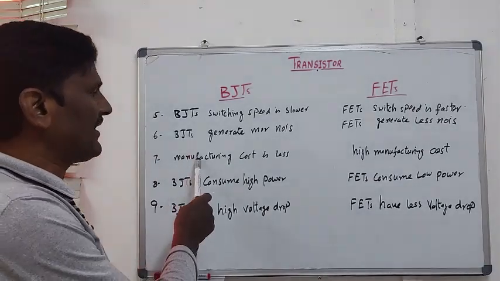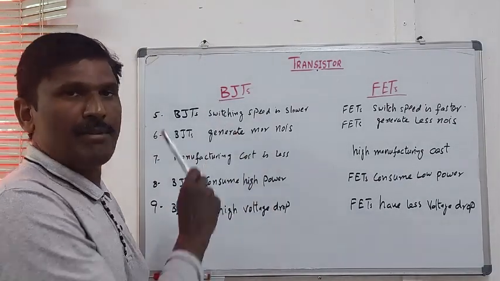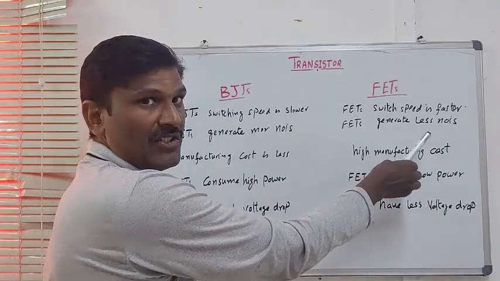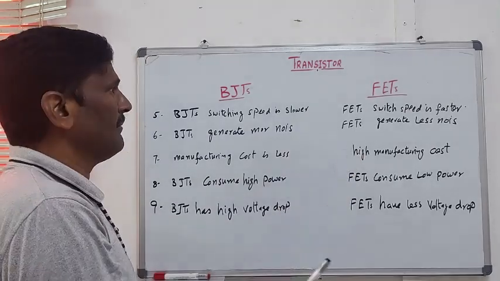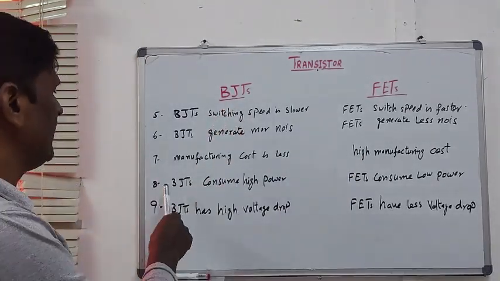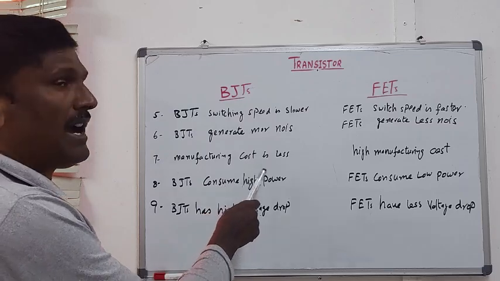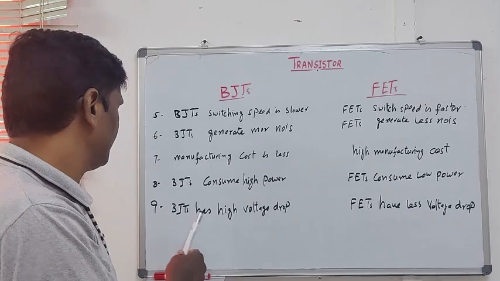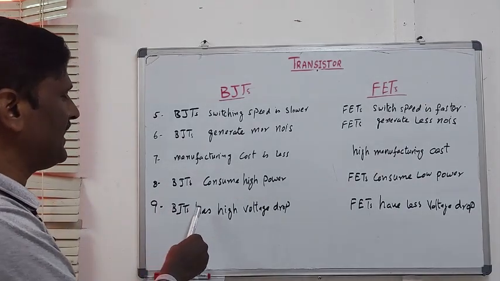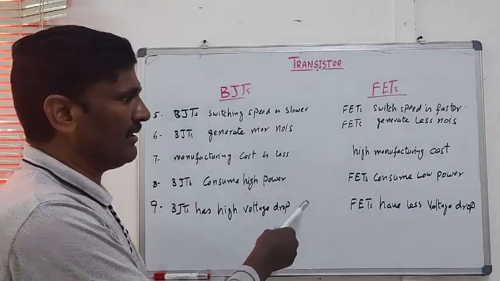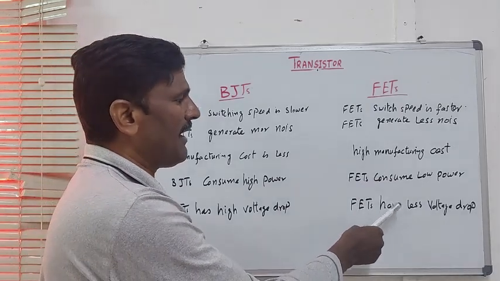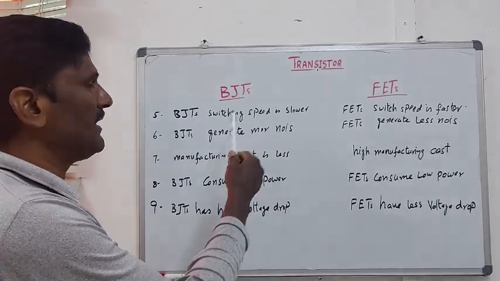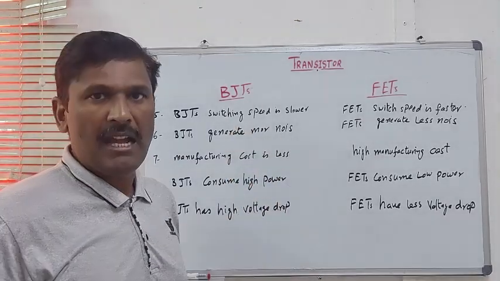Number 7, manufacturing cost is less for BJTs, but FETs have a high manufacturing cost. FET is very costly, but BJT is a cheap one. Number 8, BJTs consume high power, FETs consume low power. Number 9, and the last one, BJT has high voltage drop, whereas FETs have less voltage drop. So these are the main differences between BJTs and FETs.